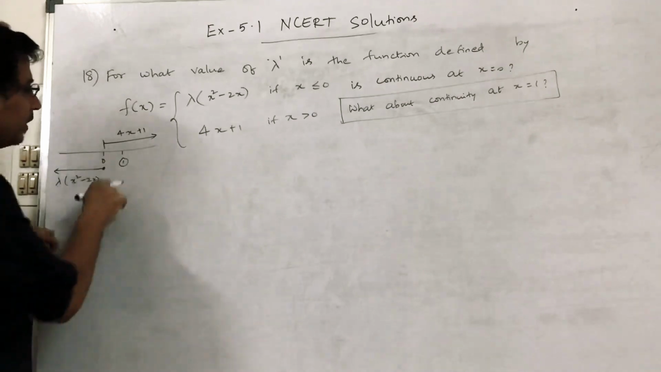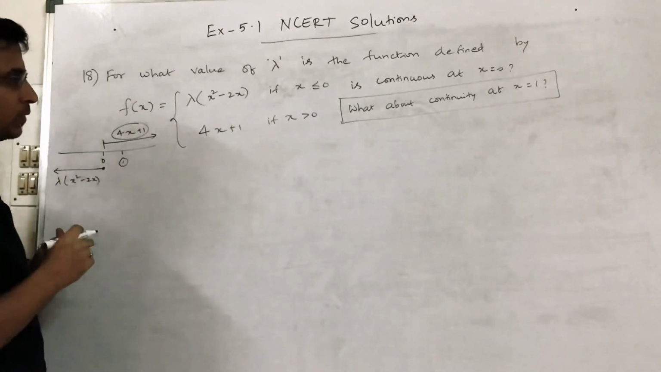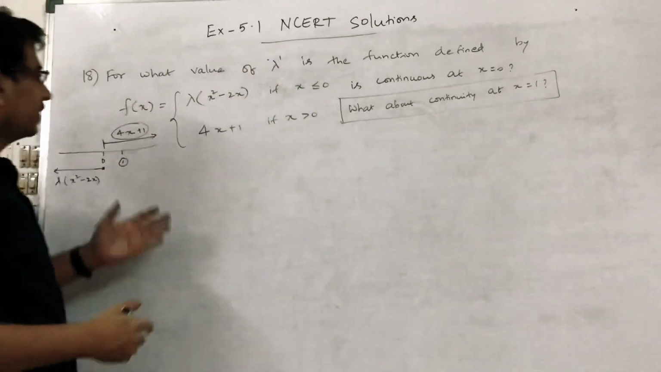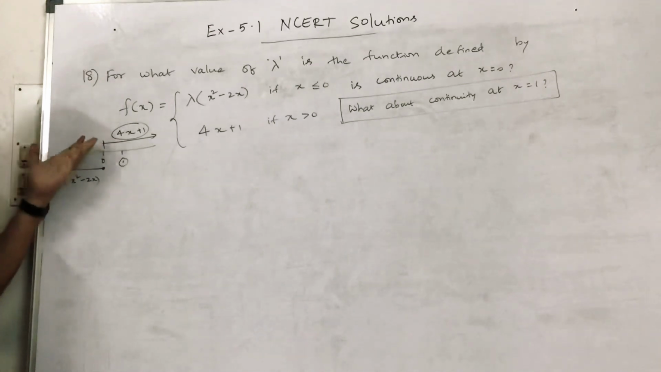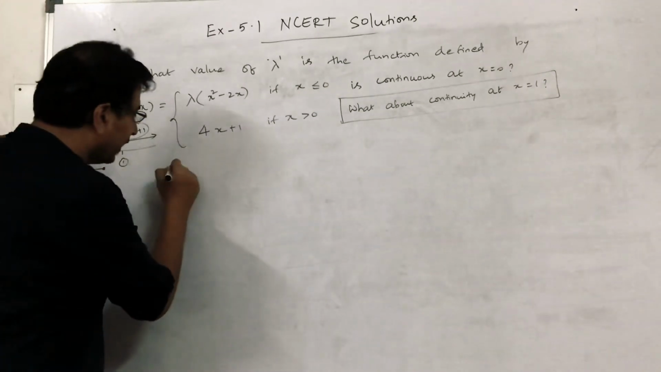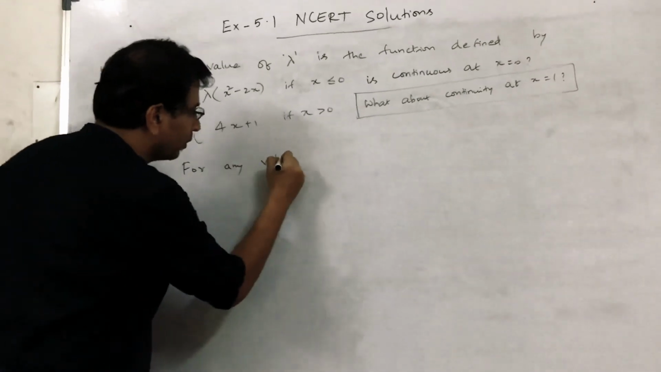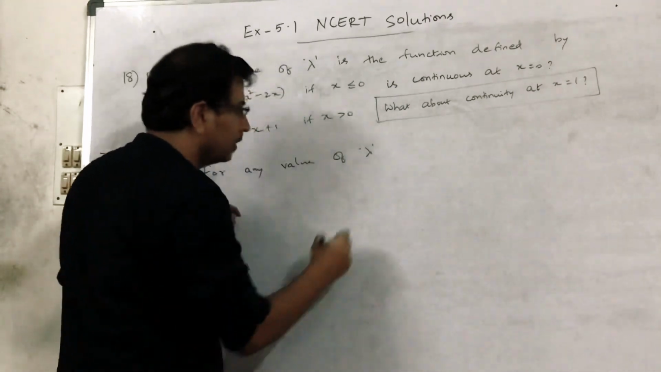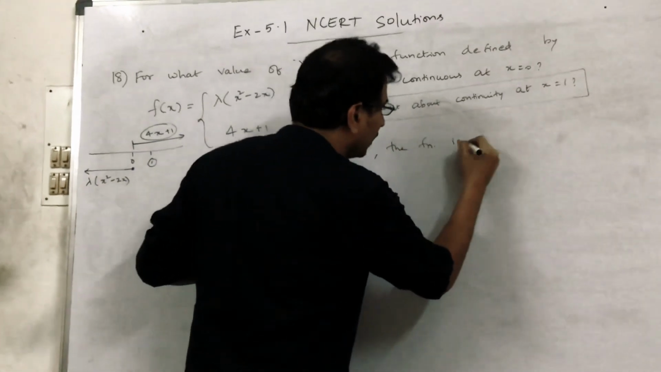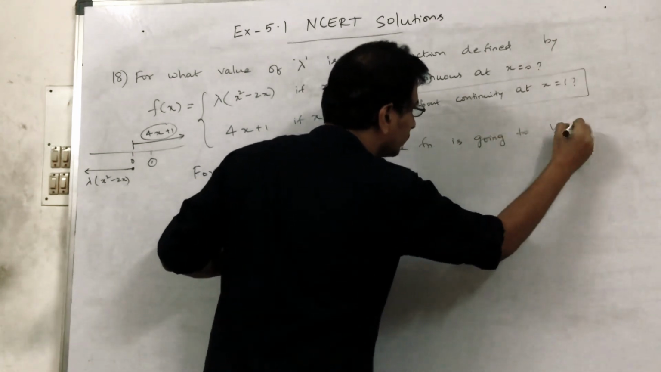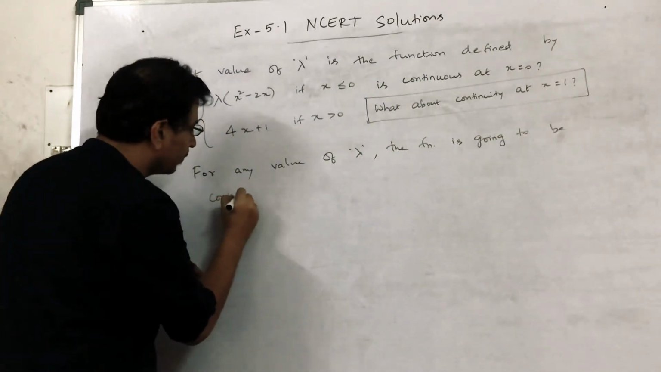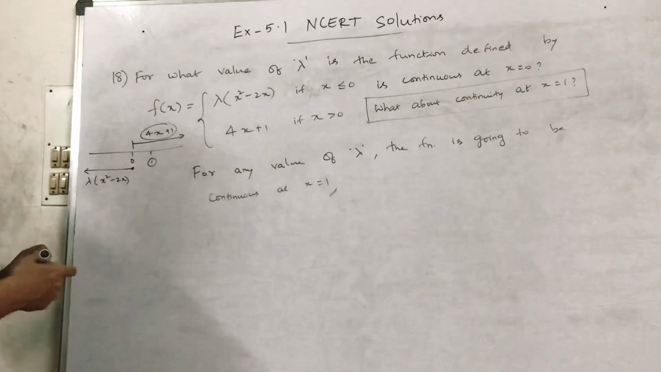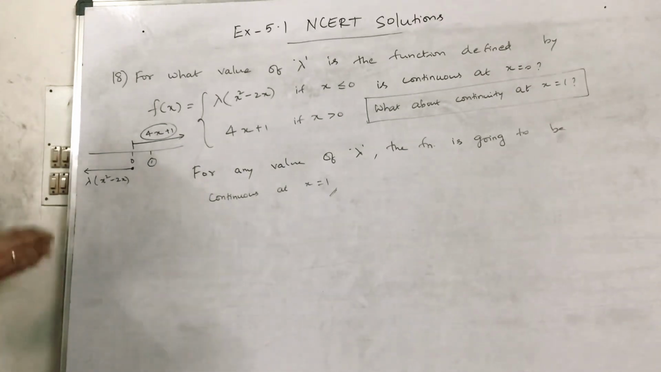So it is going to be like this. Since 1 is a point here, at 1, what is the function that is defined? It is 4x plus 1. So 4x plus 1 being a polynomial function which is defined at x is equal to 1, we can say, since a polynomial function is continuous throughout its domain, for any value of lambda, because at x is equal to 1, lambda is not at all involved, the function is going to be continuous at x is equal to 1. So this is all about the continuity of the function at x is equal to 0 and x is equal to 1.